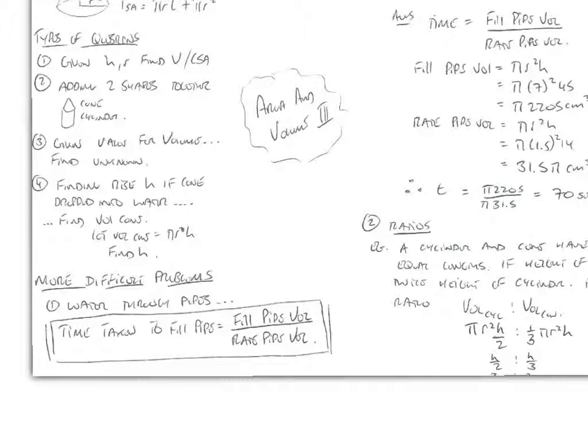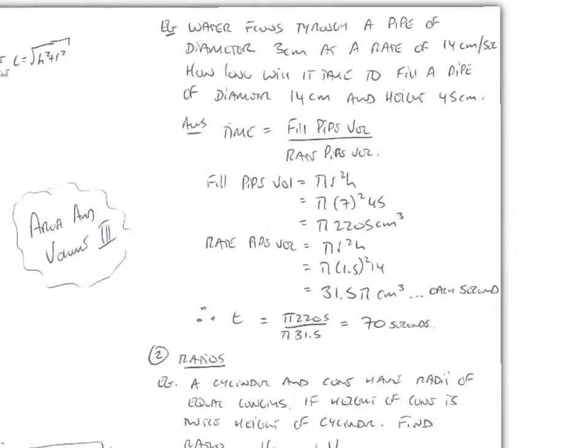So there's a basic formula that we can always use. The time taken to fill a pipe is equal to the fill pipe volume divided by the rate pipe volume, and I'll explain this with use of an example. Okay, so here's an example. Water flows through a pipe of diameter 3 at a rate of 14 centimetres per second. How long will it take to fill a pipe of diameter 14 and height 45 centimetres?